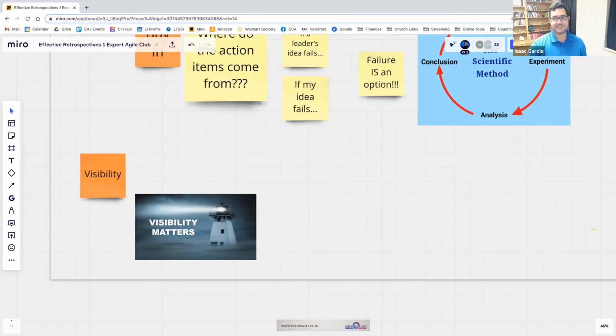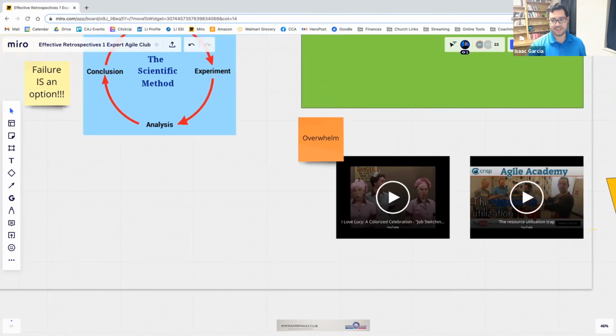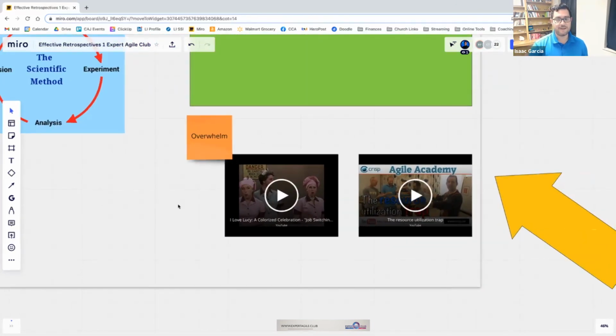And the last and most insidious thing that keeps a team from having effective change out of their retrospectives is overwhelm. I'm not going to play these two, but I've got two YouTube video clips here. One is the I Love Lucy. You can just Google I Love Lucy chocolate and you'll find this video. It's all about being overwhelmed with work. And then the Resource Utilization Trap by Crisp Academy also is about being overwhelmed by work.